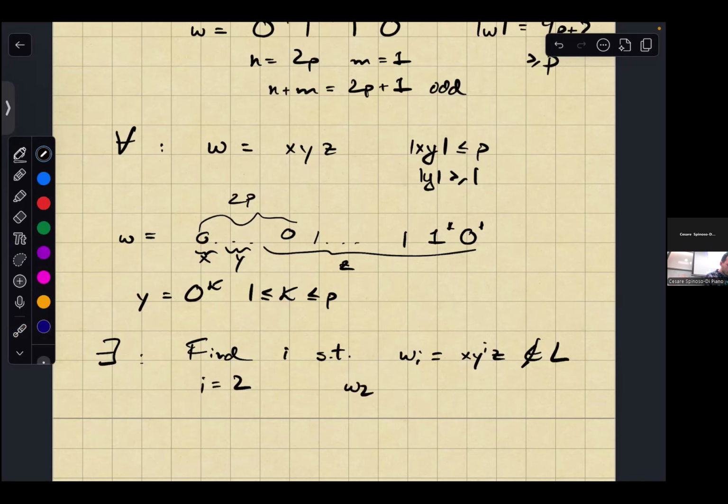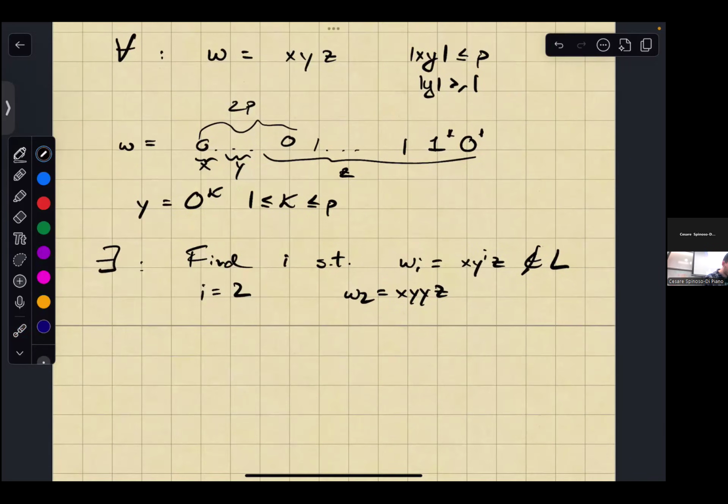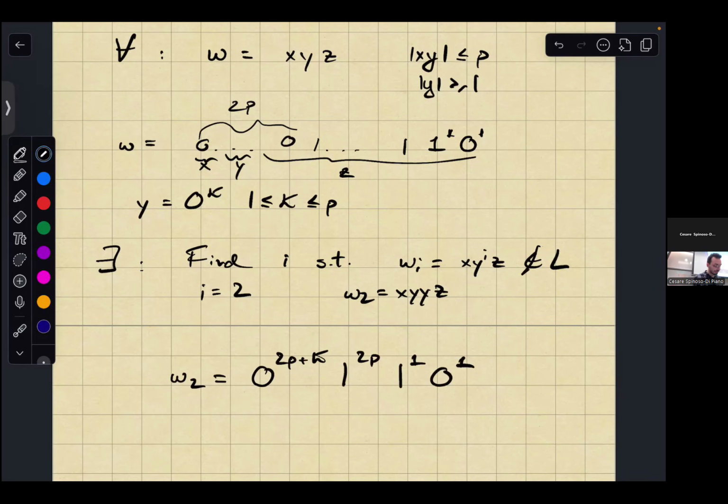then W2 is X, Y, Y, Z. So I'm adding one extra Y to my string. That means I would take this Y and add an extra one here. And it turns out that's already going to be good enough. Why is this going to be good enough? Because if I pick W2 and I inject this Y into my 0 power 2p, then W2 is going to be 0 power 2p plus k, 1 power 2p, 1 power 1, and then 0 power 1.